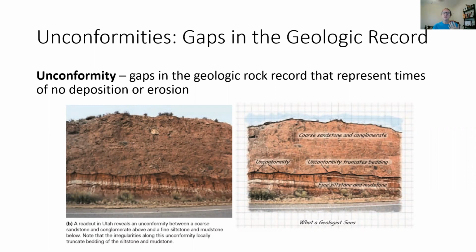And this might be, maybe an entire page was ripped out of that book, or maybe part of the book was burned or something like that. Something that would remove that information from the geologic record, remove that information from the history book. So unconformities are gaps in the geologic record that represent times where no deposition occurred, or if deposition did occur, the material was then eroded away and removed from the book.